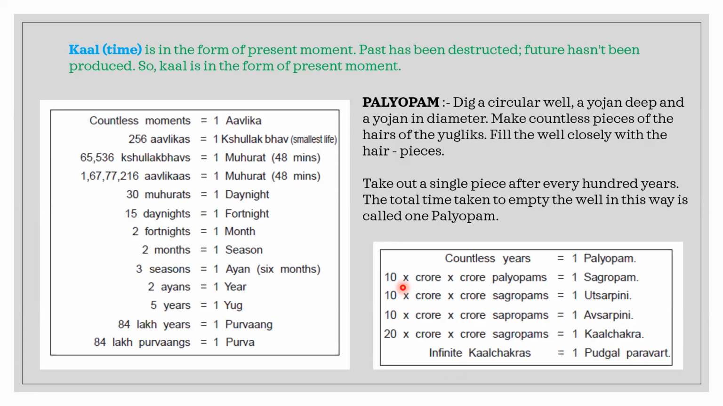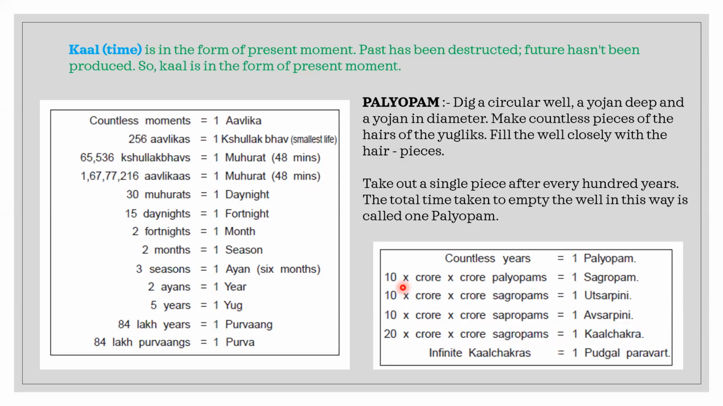And 30 Murats make 1 day. If you count 15 days, that is a Shukla Paksh or a Chandra Paksh, it is known as 1 Ahoratri or 1 fortnight. And 2 Ahoratris, that means 1 Shukla Paksh and 1 Chandra Paksh, is known as 1 month or 1 Mas. And 2 Mas makes 1 Rutu, that is 1 season. And 3 seasons makes 1 Ayan. And 2 Ayans is 1 year.